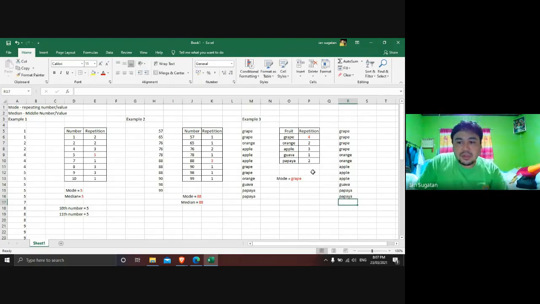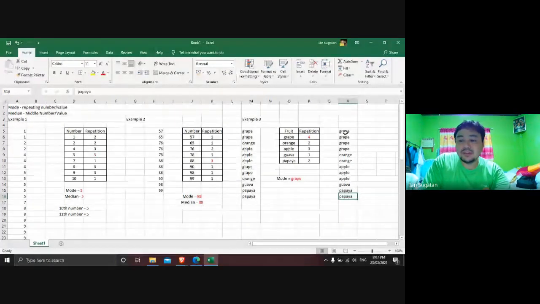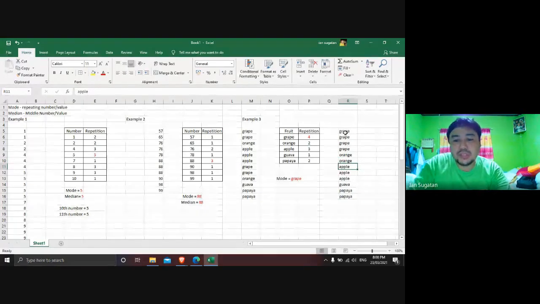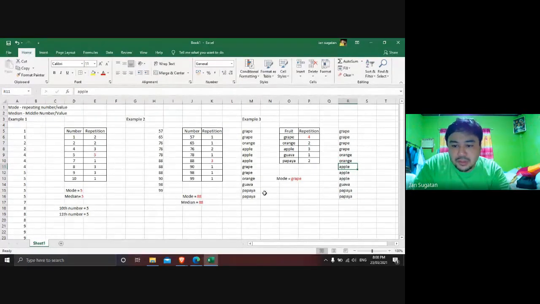Okay. We will count 1, 2, 3, 4, 5, 6, 7, 8, 9, 10, 11, 12. So kung 12 siya, it means even. So ang tunga-tunga sa 12 is 6 and 7. So 1, 2, 3, 4, 5, 6. Okay, orange siya and then apple. So therefore, ang imong median dyan will be orange and apple.